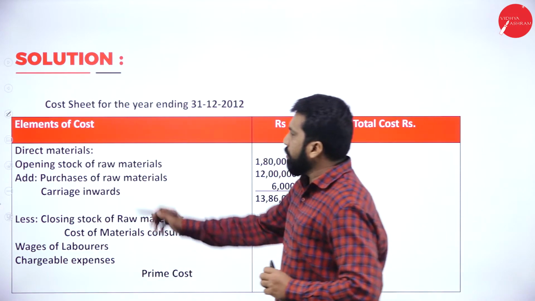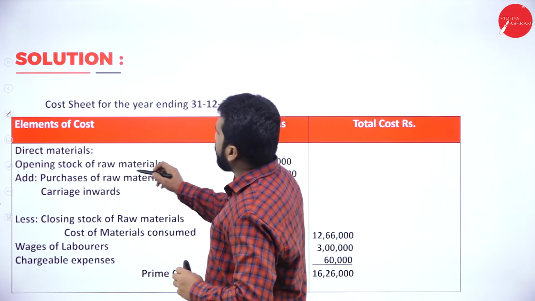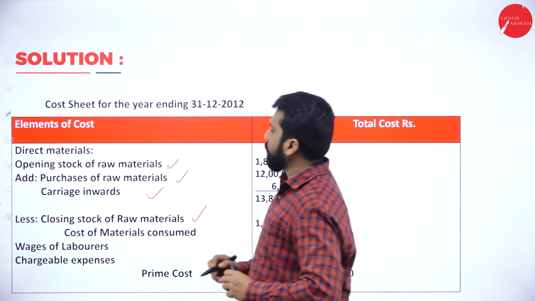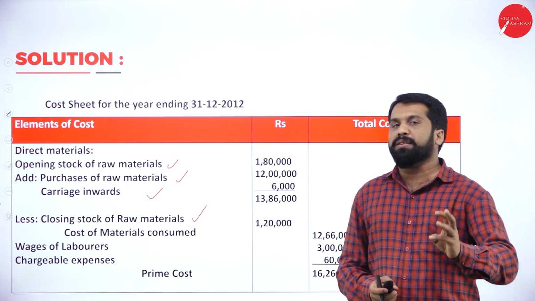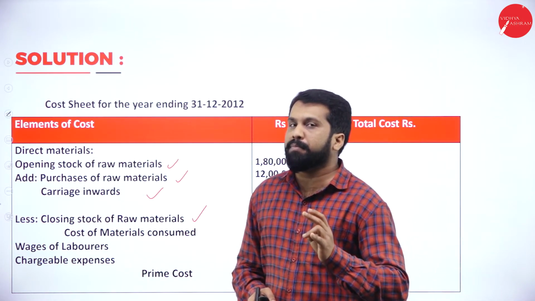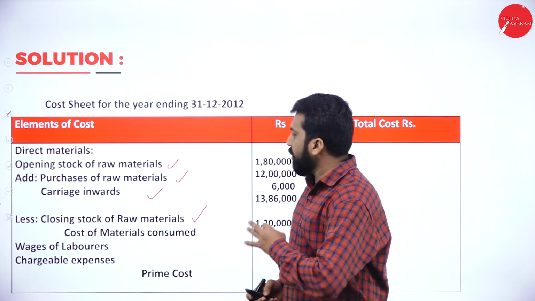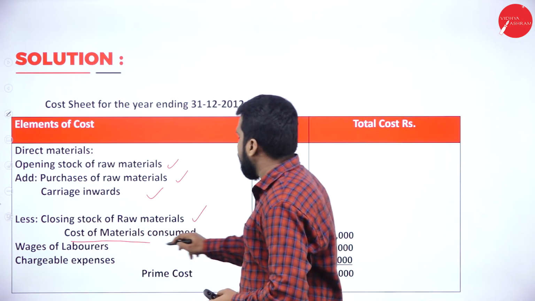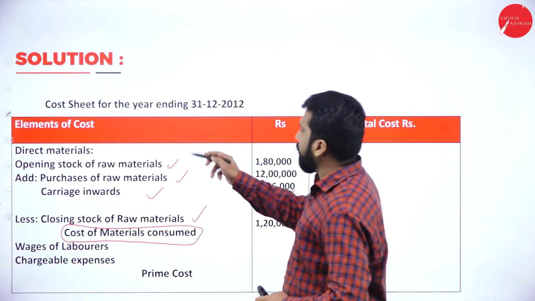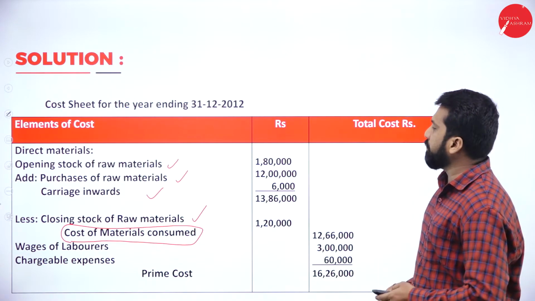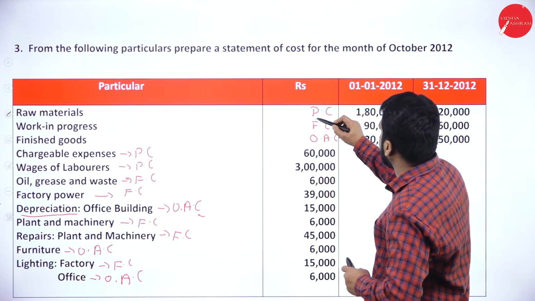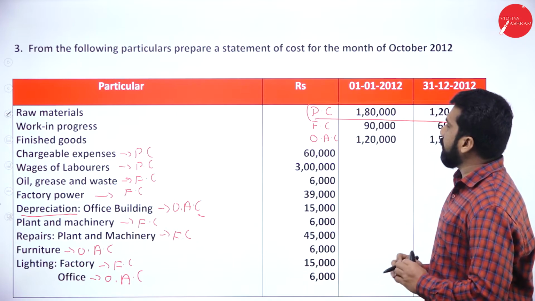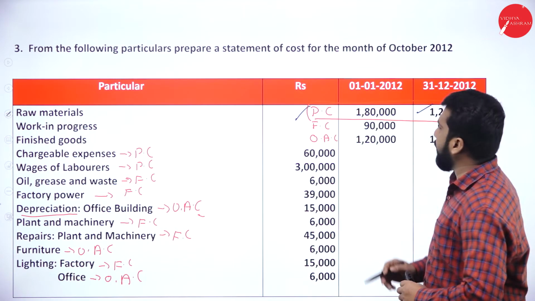Now, as I told you, direct material like your opening stock, purchases, carriage inward minus closing stock. Remember, first will be your opening stock plus purchases plus carriage inward minus your closing stock. If you do all this calculation, you will get cost of material consumed. Where you will get all this, I'll go back to your problem. Now, is there anything prime cost? Yes. 1,80,000 and closing stock of 1,20,000.